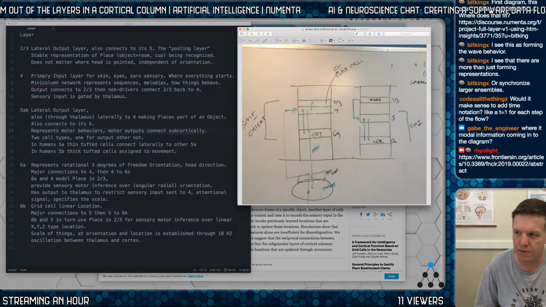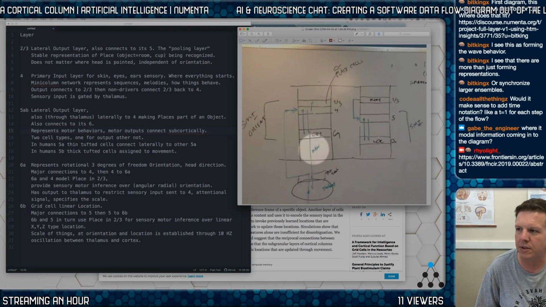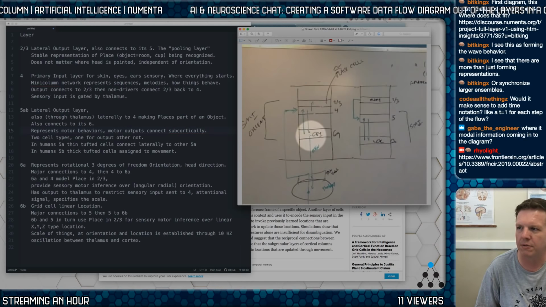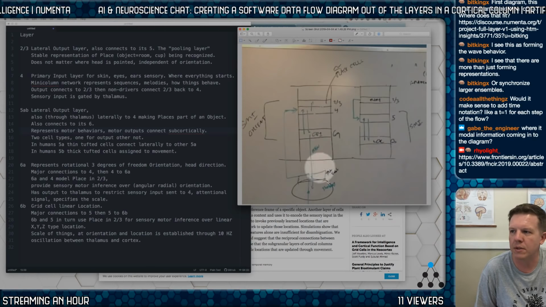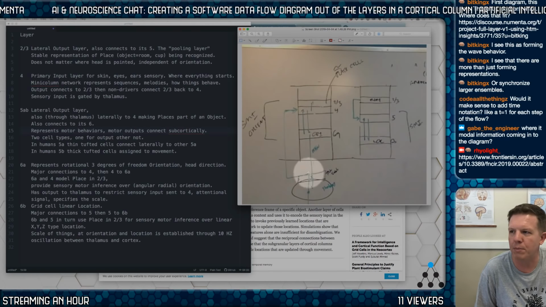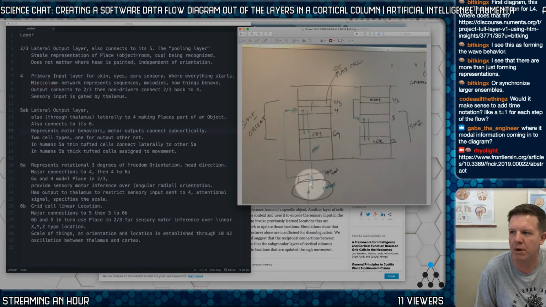So he drew the thalamic loop down here, and he said there's a ton of data coming from layer 6A to the thalamus. And then there's a loop back. The thalamus then loops back in to be a part of the input.